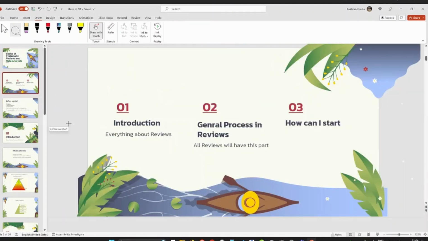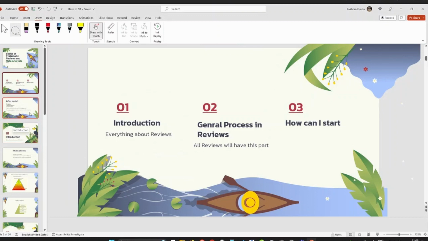First, the introduction, what we're going to talk about in this whole slide. We'll start with the introduction: what reviews are, and the basics about reviews. Then we'll move into the general core process which all reviews have to follow from start to finish, and how a person can start with a review.